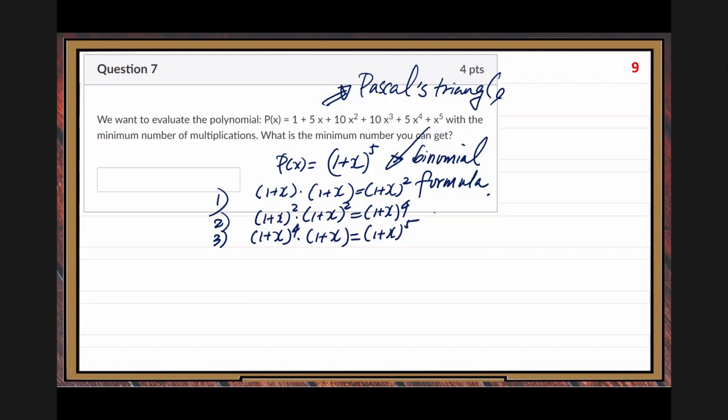Yeah. 3. Okay. The minimum. Minimum. People can do it. That's okay. 3.